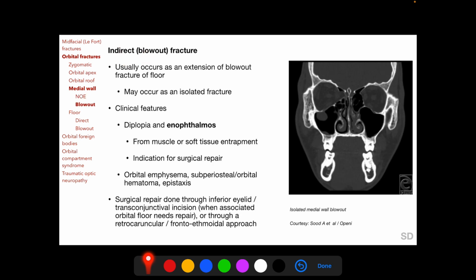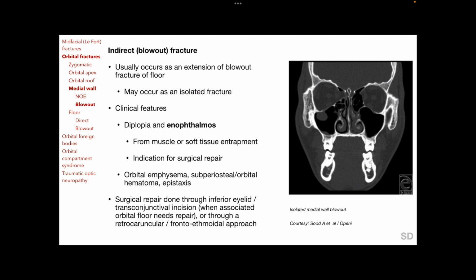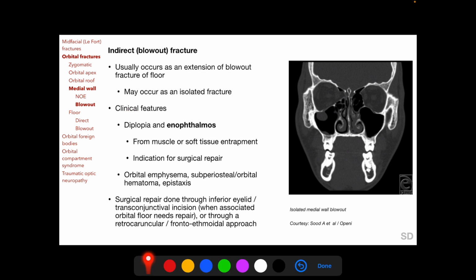Indirect or blowout fractures of the medial orbital wall usually occur as an extension of blowout fractures of the floor, but isolated blowout fractures of the medial orbital wall can also occur. By definition, in an orbital blowout fracture, the rim of the orbit is intact and is not fractured. Clinical features of blowout fractures of the medial orbital wall include diplopia and enophthalmos from muscle and soft tissue entrapment, and diplopia and enophthalmos is also found in blowout fractures of the orbital floor, as we will see. And when there is diplopia and enophthalmos, medial orbital wall blowout fractures require surgical repair.